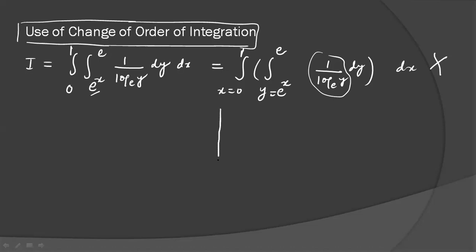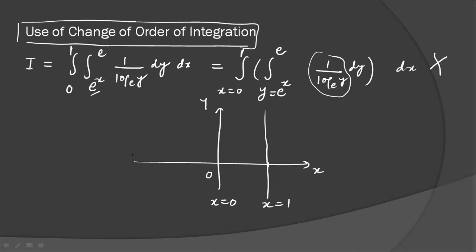Let's draw the region. What is the limit of x? x is from 0 to 1. We will draw both the lines, x equal to 0 and 1. What is y? y is from e to the power x. This is your e to the power x graph. And at x equal to 1, it will give you e. So this is the value e, 0 comma e. And this coordinate is 0 comma 1. At x equal to 0, e to the power x will give you 1.